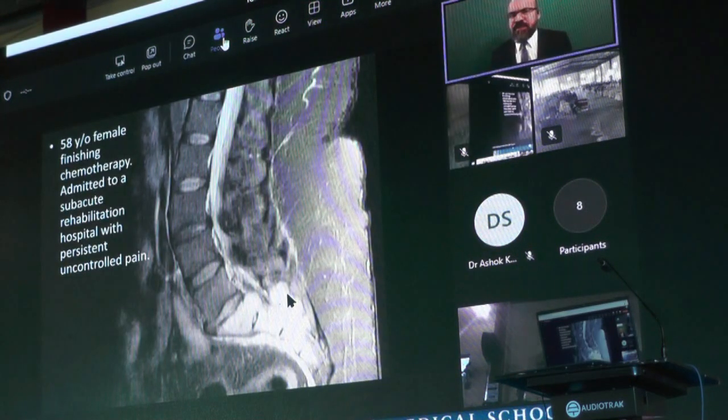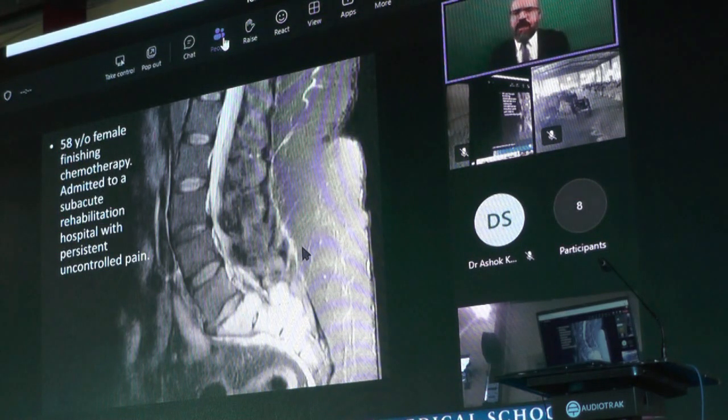Now, for example, this is a patient that I saw in my office. She was admitted to an acute rehab hospital, and she couldn't do rehabilitation because she was having very, very severe back pain. When I saw her, I realized that she actually was finishing chemotherapy for breast cancer. I immediately ordered an MRI of the spine, and unfortunately, this patient has a tumor covering her sacrum and the perisacral soft tissue, and most likely part of the cauda equina.